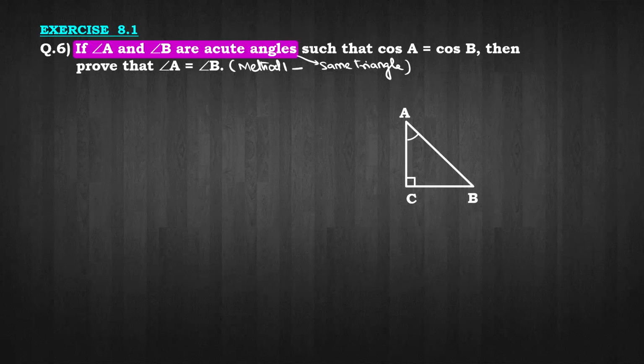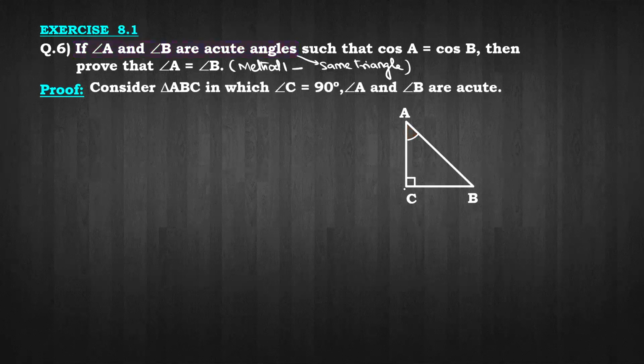Because we are talking about cos of angle A and cos of angle B, trigonometric ratios are defined for a right angle triangle. So this triangle must be a right angle triangle. Here it is right angled at C. So consider the triangle ABC in which angle C is 90 degrees. Here A and B are acute angles. Given cos A is equal to cos B, we have to prove angle A is equal to angle B.